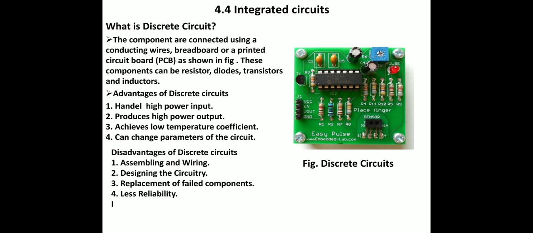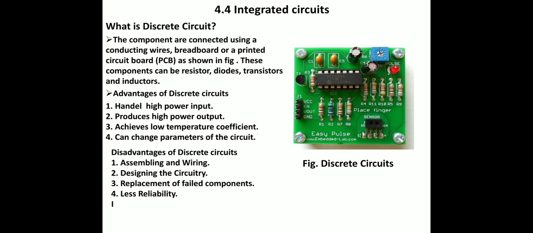Then first, what is the discrete circuit? The components are connected using conducting wires, breadboard or a printed circuit board (PCB) as shown in the figure. These components can be resistor, diode, transistors and inductor.